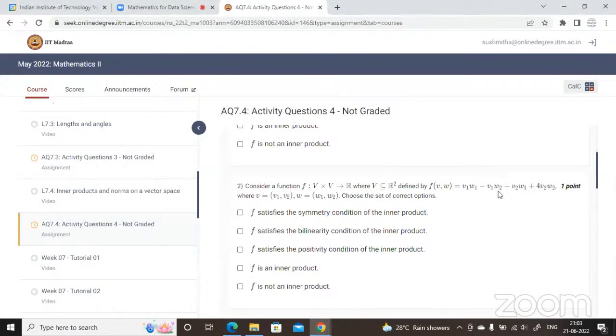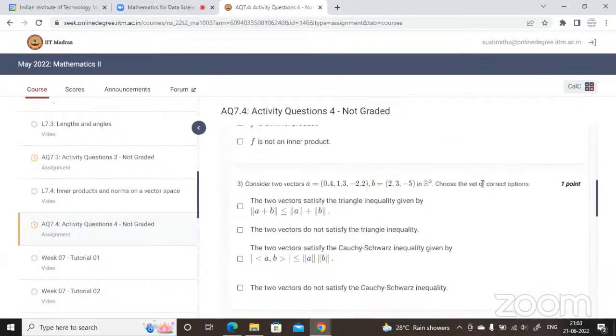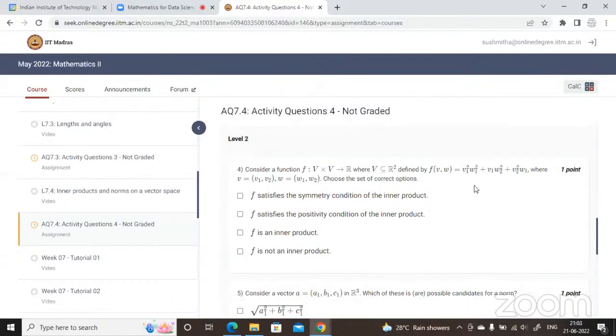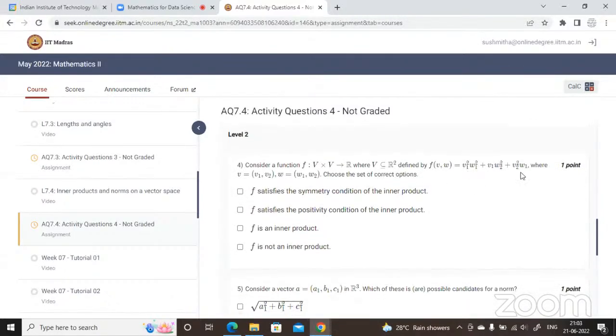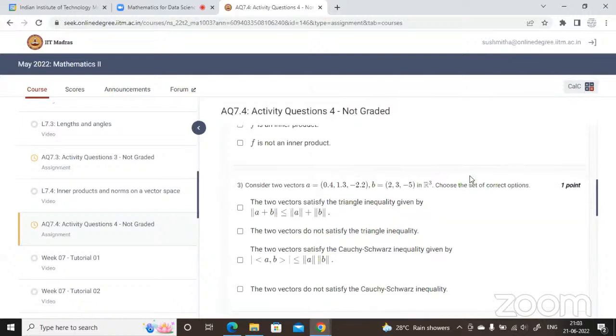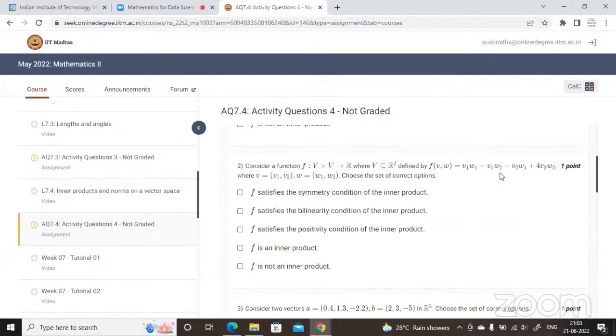So here the symmetry condition is going to be satisfied, right? V1 W2, V2 W1 has the same coefficient, and the others it doesn't matter. Here linearity is not going to be satisfied, right? The cross terms, the coefficient. Here the coefficient is -1. So coefficient means including the sign.